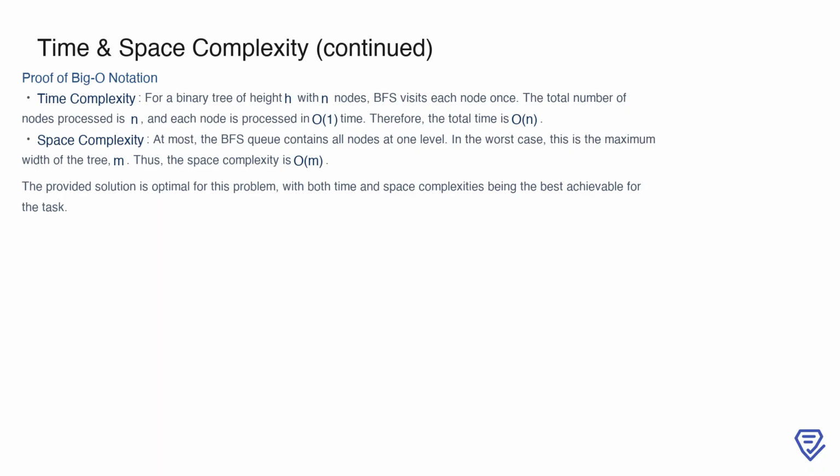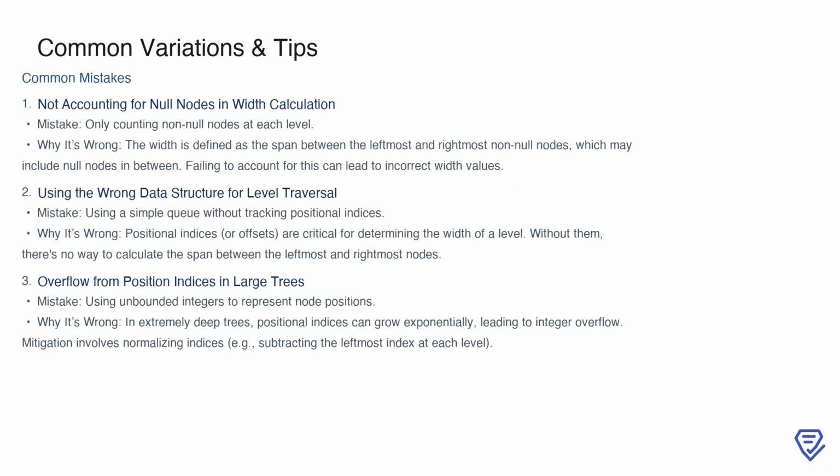When solving the maximum width of binary tree problem, there are a few common mistakes to watch out for. First, one of the biggest pitfalls is not accounting for null nodes when calculating the width.